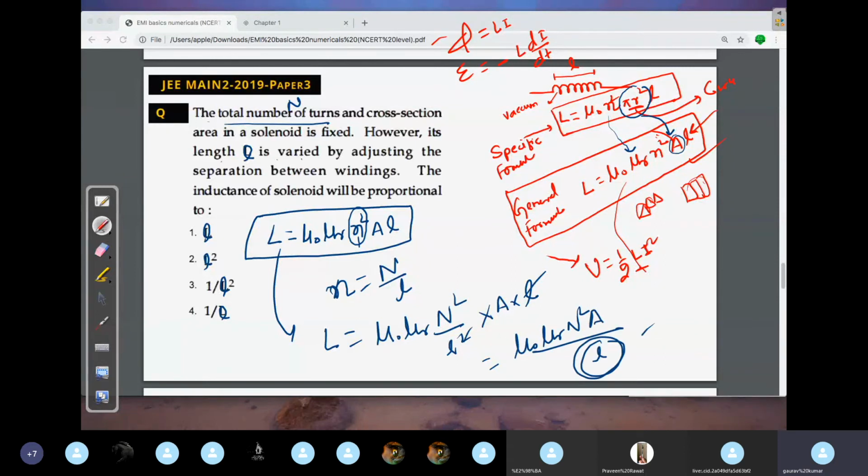You can see that what you're doing here is just changing the separation, so length will change. But area of cross section will remain the same, N will remain the same. The only factor that affects it is length, and it is inversely proportional. So the answer is the fourth option. Question is over. A very, very easy question based on simple application of the formula.